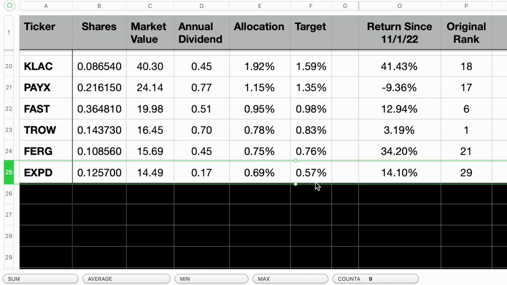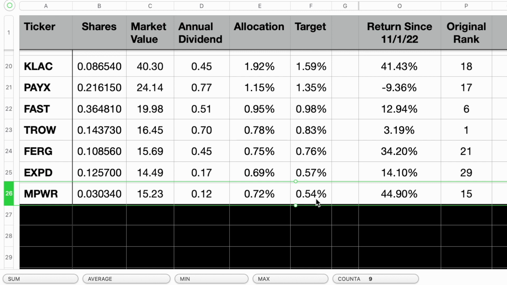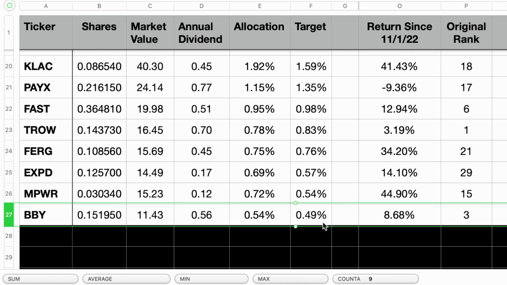Number 24 is Expeditors International of Washington, that started with a 0.57% allocation and is up 14.1%. Number 25 is Monolithic Power Systems, that started with a 0.54% allocation and is up 44.9%. Number 26 is Best Buy, that started with a 0.49% allocation and is up 8.68%.